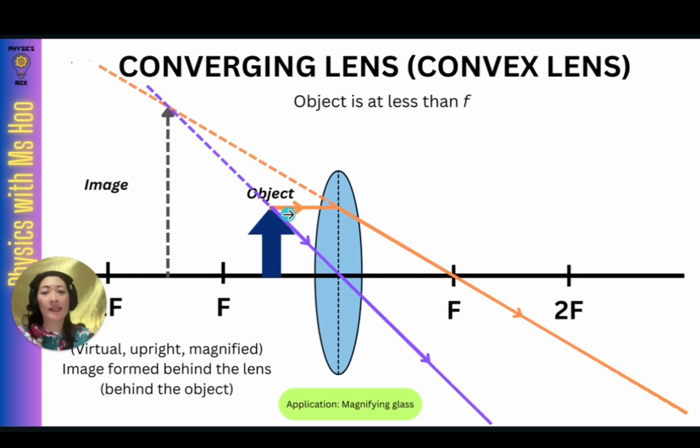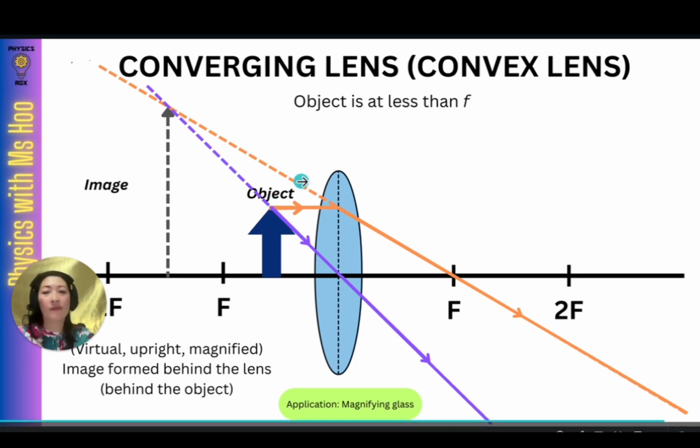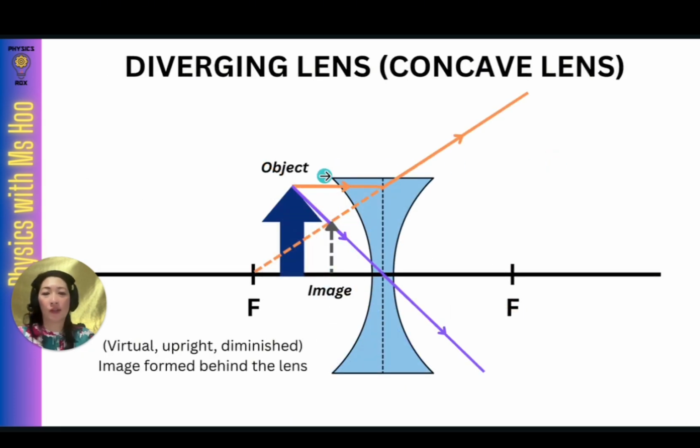Even in this case, remember, parallel to the principal axis to the center and then goes through F. This line is a straight line through, and this is true also for diverging lenses: straight to the center of the lens and then away from F, and the second light ray is through the optical center.